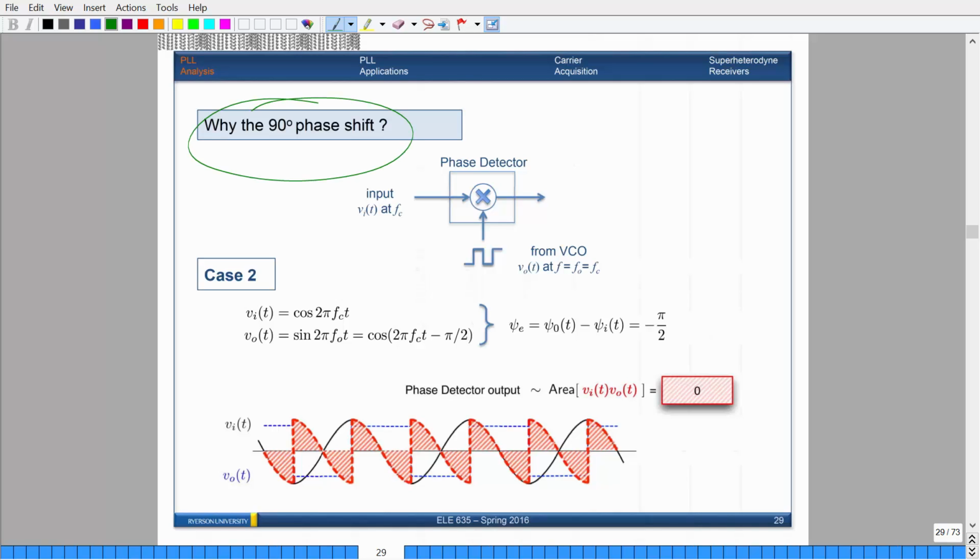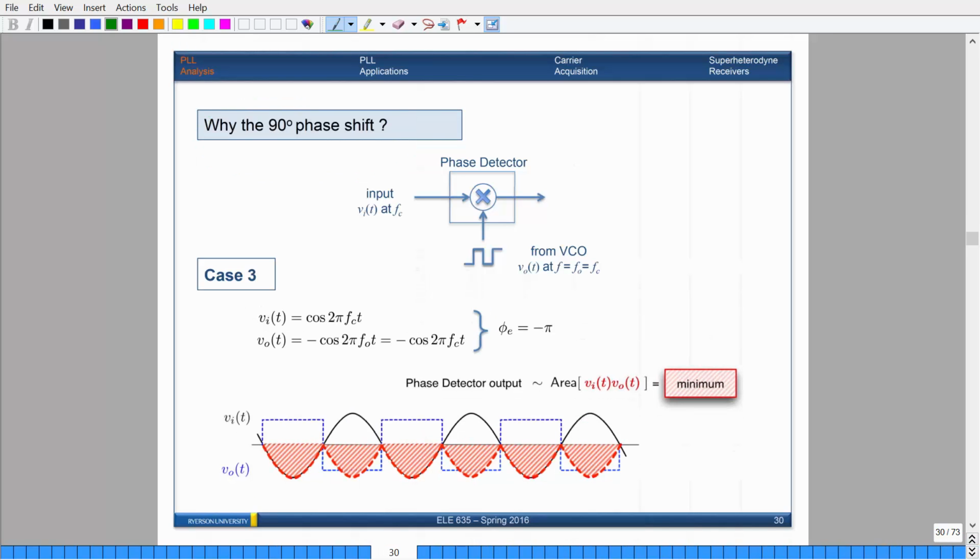It's because you want to make it so that when the incoming carrier frequency and the voltage-controlled oscillator frequency match, that error signal is 0, and that's why you have to make sure that there's a 90-degree phase shift. If there isn't, it produces a non-zero error signal, and that's not what you want. So the 90-degree phase shift makes sure that the phase detector output gives no error signal when you match the frequencies.